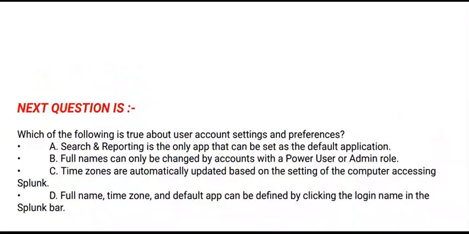Next question is, which of the following is true about user account settings and preferences? Options are option A, search and reporting is the only app that can be set as the default application. Option B, full names can only be changed by accounts with a power user or admin role. Option C, time zones are automatically updated based on the setting of the computer accessing Splunk. And option D, full name, time zone, and default app can be defined by clicking the login name in the Splunk bar. The correct option is option D.